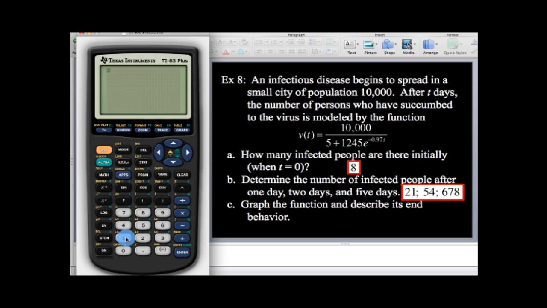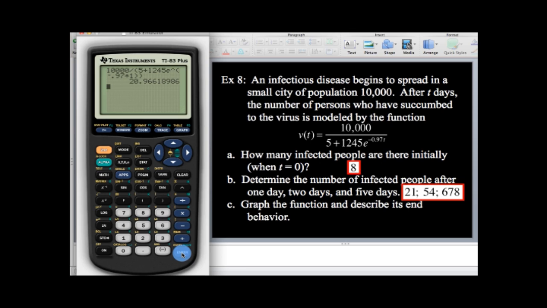So we're going to type in our function, 10,000 divided by, and you have to put parentheses around this whole denominator for it to work right. So parentheses, 5 plus 1,245 times e, second ln, raised to the negative 0.97 times 1 power. And then I need to close my parentheses there. Once for the exponent, once for the denominator, and when we hit enter, we get an answer of 20.966.